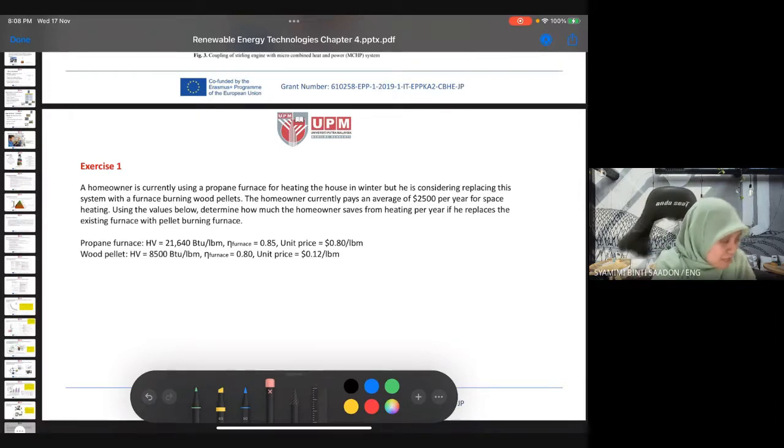Okay, first maybe we need to calculate the heat, the price of the heat supply by this propane. Okay, means that how much for each energy, BTU, a joule or energy of the propane, how much is the price? Okay. So for propane, I write it as unit price.